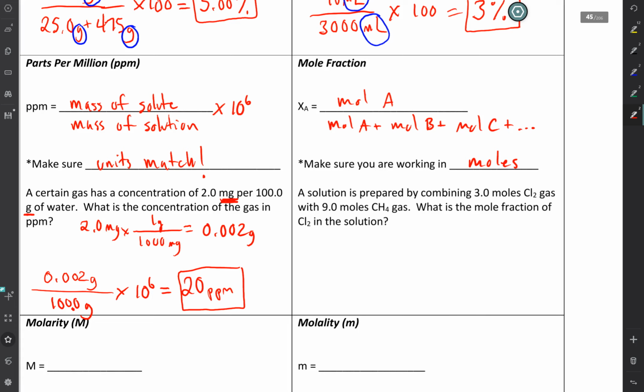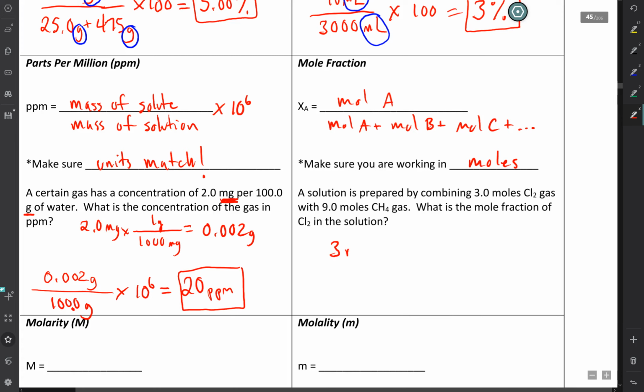A solution is prepared by combining 3 moles of Cl2 gas with 9 moles of CH4 gas. What is the mole fraction of chlorine in this solution? So I take my moles of chlorine, in this case 3 moles. Let's be careful with sig figs, 3.0 moles. I'm going to divide by 3.0 moles plus 9.0 moles.